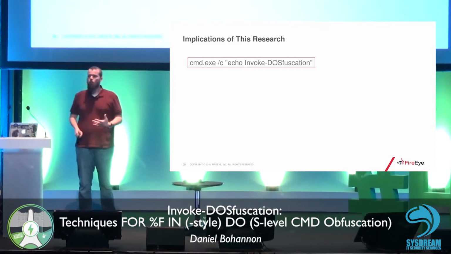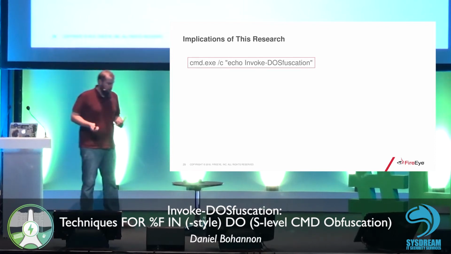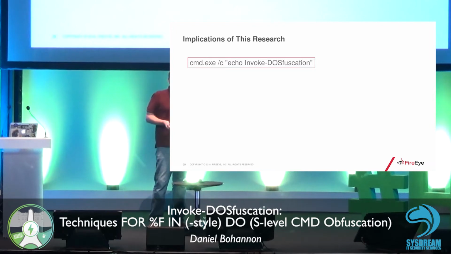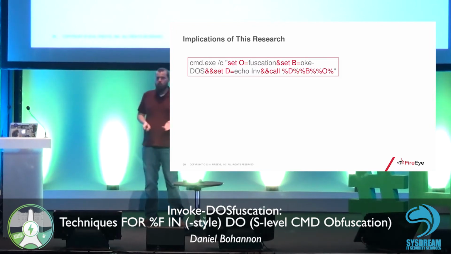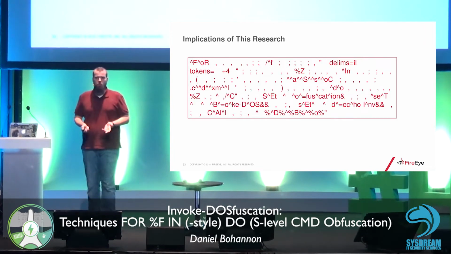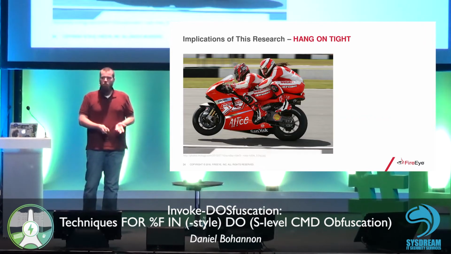So what we're going to do by the end of this talk is you'll have mechanisms in which you can take any arbitrary input command, and start to add layer upon layer of obfuscation and get something like this that still works perfectly fine. So hang on tight. We're going to move really fast.